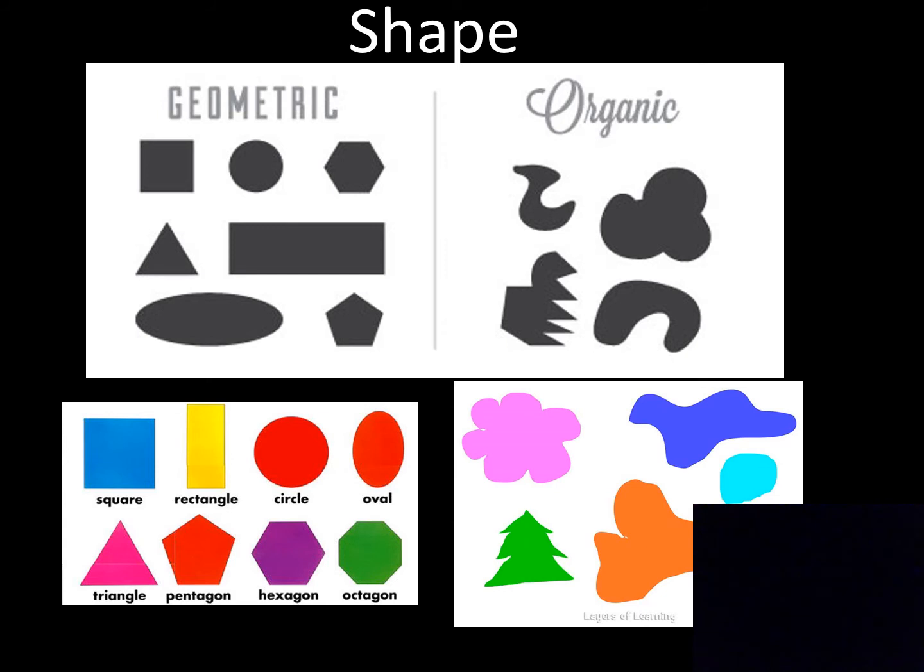When we talk about shape, we can talk about two basic types of shapes. Geometric shapes are ones that are made usually with straight lines or perfect circles, whereas organic shapes are more natural shapes that are irregular.